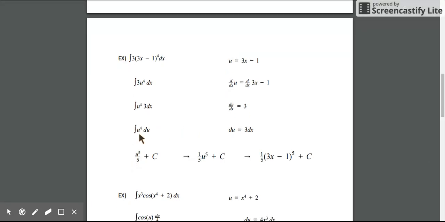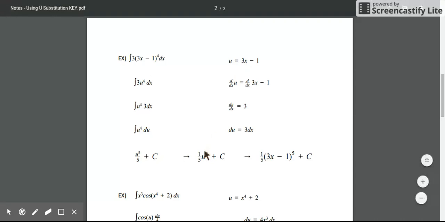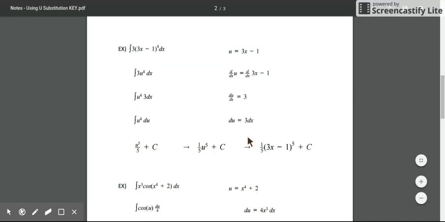So now I want to integrate u to the 4th with respect to u. Everything's good to go. I can use my power rule, add 1 to the exponent and divide by the new exponent, and then add that constant of integration. I could rewrite it. So rather than dividing by 5, I could say I'm multiplying by 1/5. And then I could substitute back in my original function instead of u, and we can call it good. You could then derive this to check your answer and make sure you get back to the original function that you were dealing with.